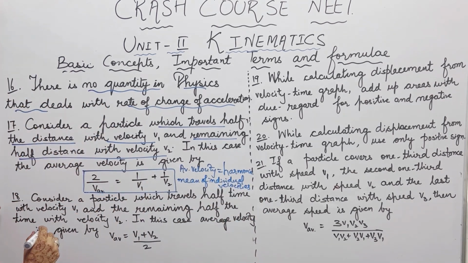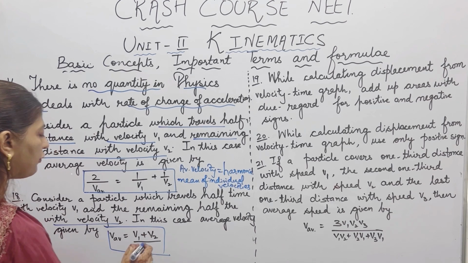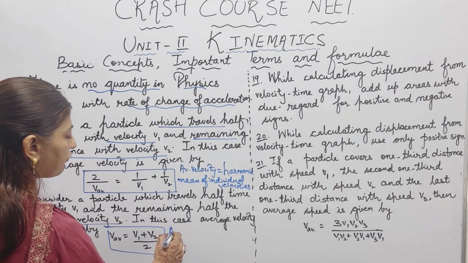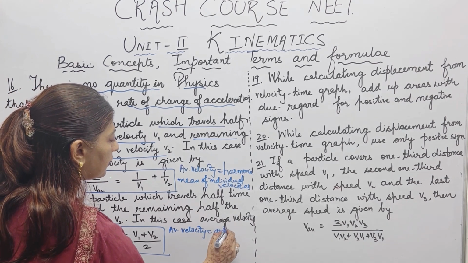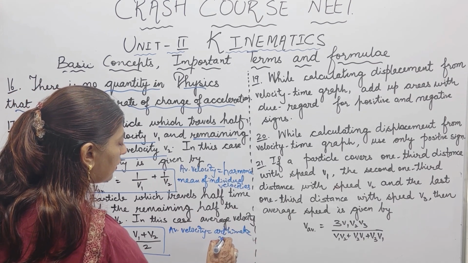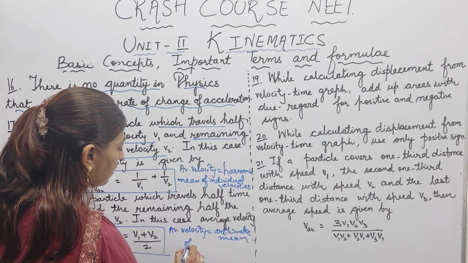Now, in the next one, consider a particle which travels half the time with velocity v1 and the remaining half the time with velocity v2. In the previous case, we took two halves of distance. In this case, we are taking two halves of time, with velocities v1 and v2 in those two halves. Here, the average velocity is given by (v1 + v2)/2. It means average velocity is equal to the arithmetic mean of the individual velocities.